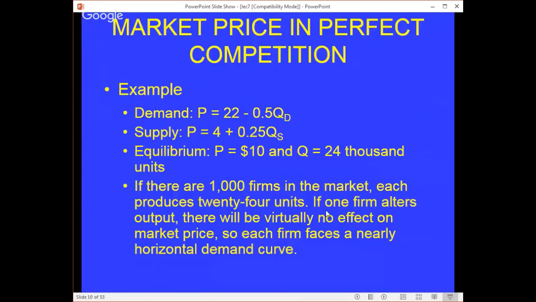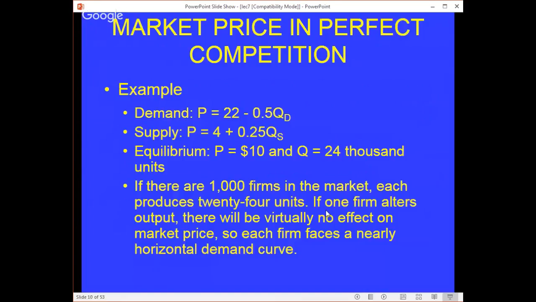If one firm alters its output, in other words, tries to produce more than 24 units or less than 24 units, there is going to be virtually no effect on the market price. So each firm faces a horizontal demand curve. Does everybody understand how I set supply equal to demand in our inverse supply and demand curves?